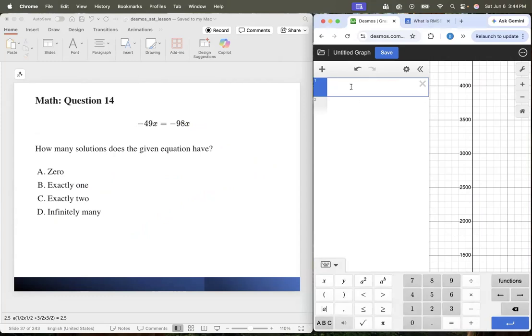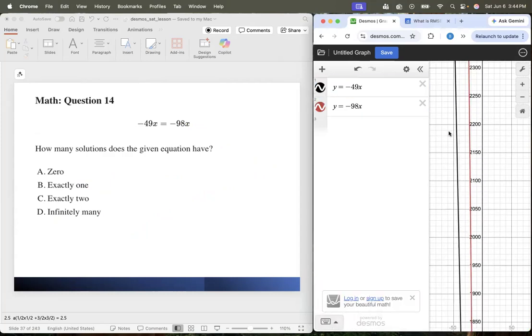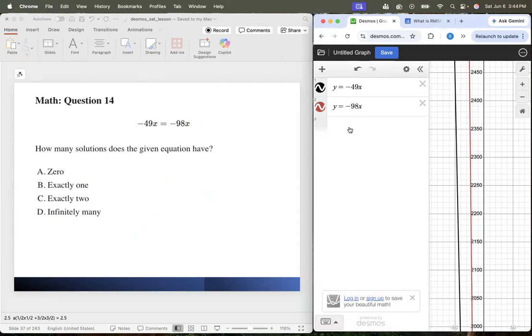And what you do, you got to separate them. It becomes two functions. Basically, y is equal to minus 49x, and then another y is equal to minus 98x. And wherever they intersect, that's where you're going to have your solution. But as you can see, this is not necessary. All you need to do is to look at it. It's exactly one solution.